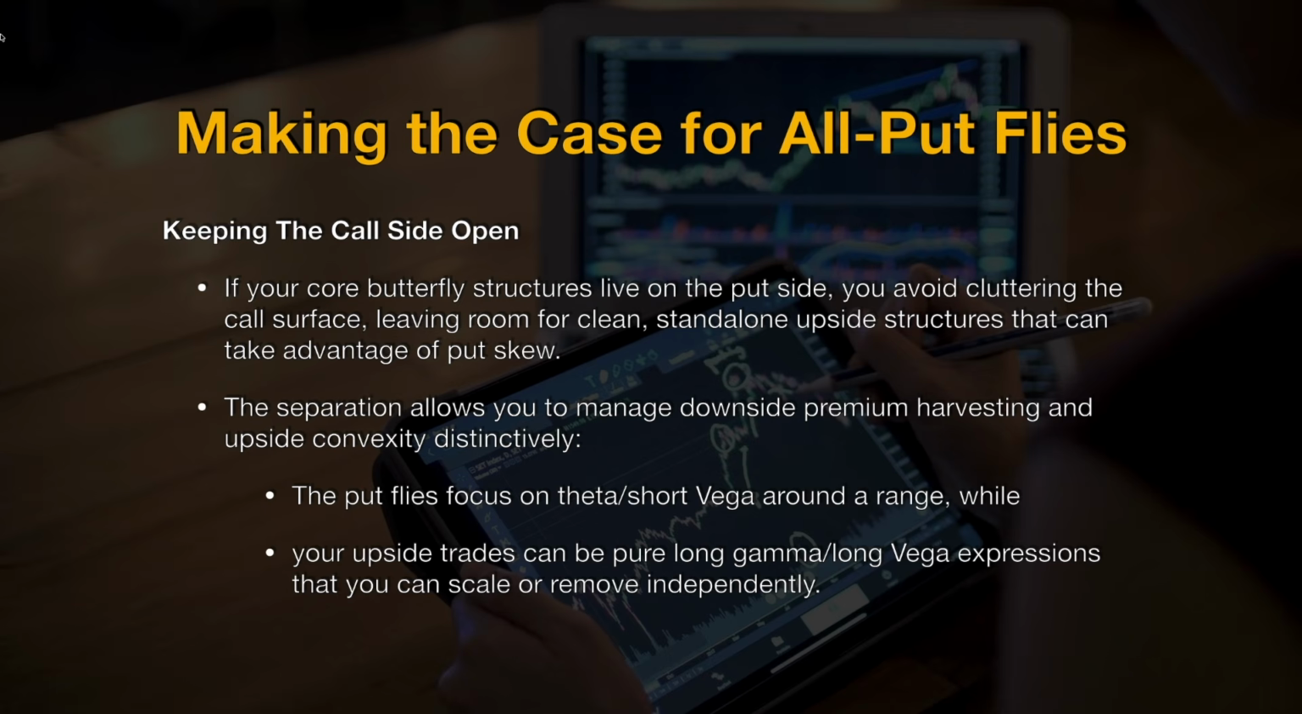And then finally, I personally like to keep the call side of the options chain open. So because we see put skew a lot of times, I think calls are chronically underpriced, especially on the indices. So I like to keep those strikes open in case I want to build convex structures on that side. So if my core butterfly structures live on the put side, I avoid cluttering the call surface, leaving room for clean standalone upside structures that can take advantage of put skew and this chronic underpricing on the call side. So the separation allows me to manage the downside premium harvesting and the upside convexity distinctively, and I really like that.